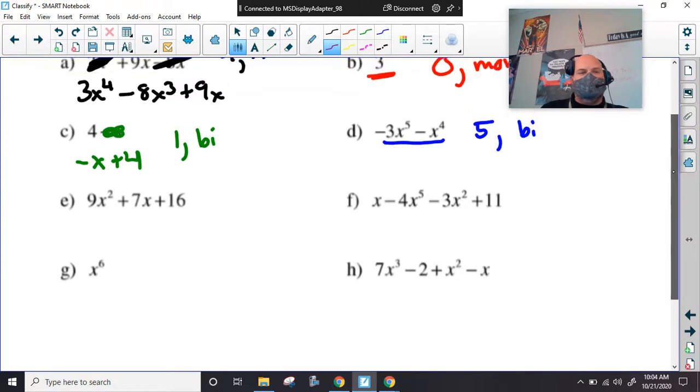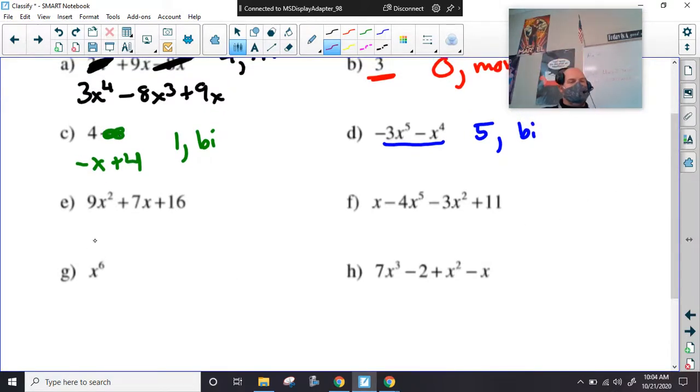All right. Number E. It's already in standard form. Awesome. Less work for us. Now, what's the highest power? 2. Great. How many terms do we have? 3. Trinomial, like a tricycle, a bicycle. If you speak with a really southern accent, that really helps.